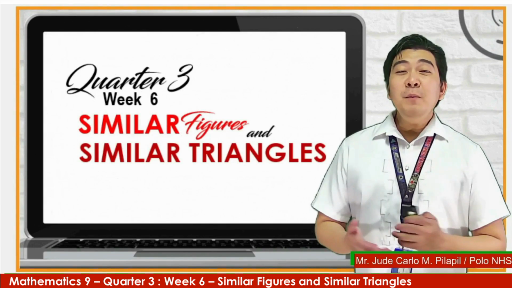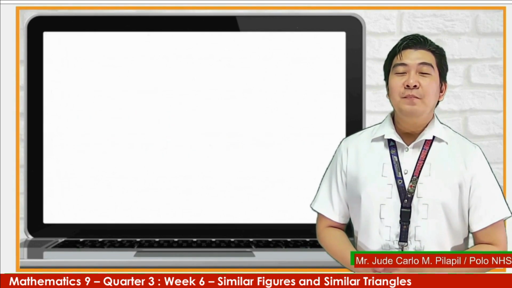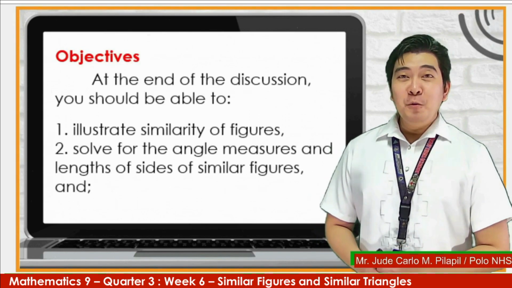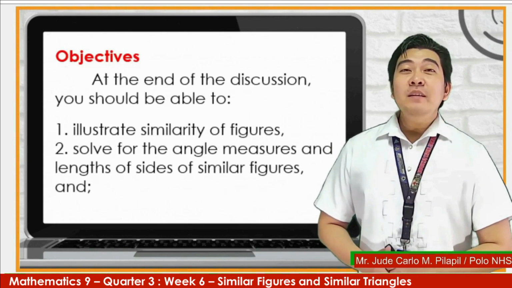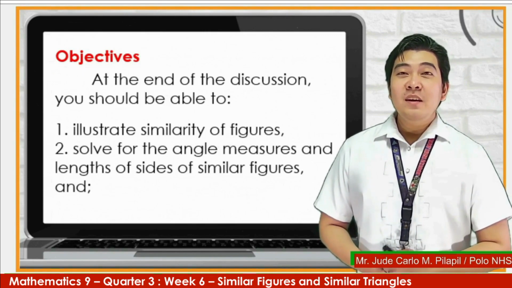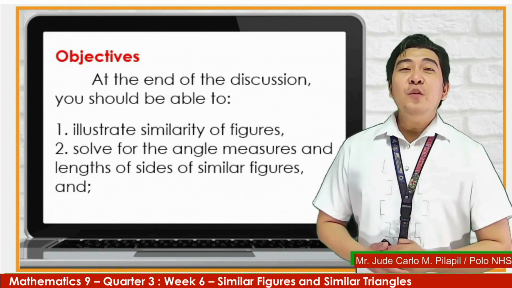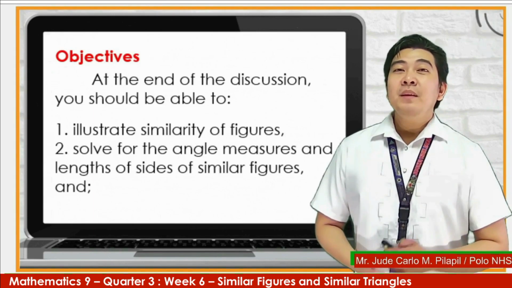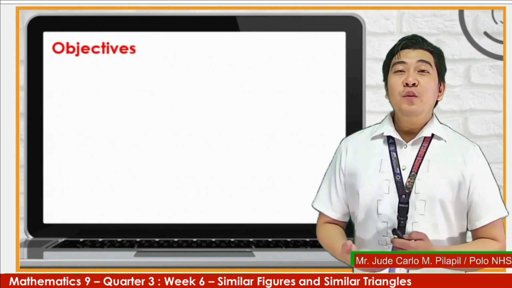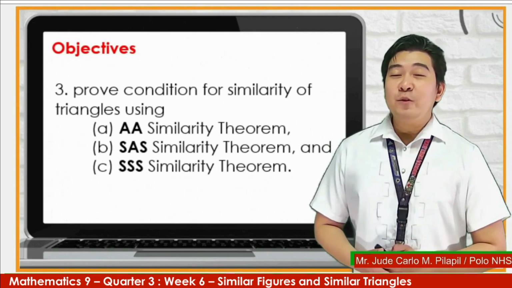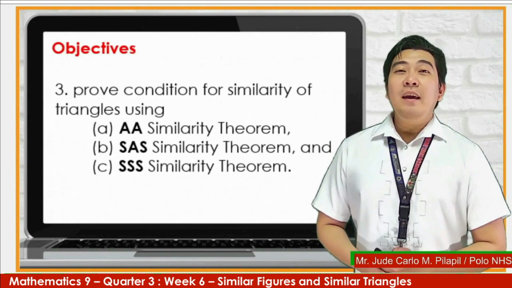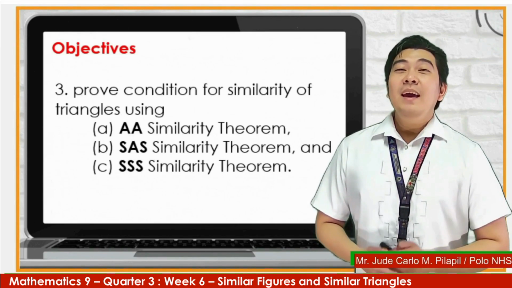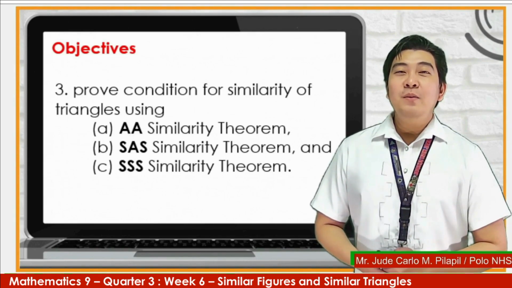We are now on Quarter 3, Week 6, wherein we will discuss similar figures and similar triangles. Let me present to you our objectives for today. At the end of the discussion, you should be able to, number 1, illustrate similarity of figures. The second one, solve for the angle measures and lengths of sides of similar figures. And lastly, prove conditions for similarity of triangles using AAA Similarity Theorem, SAS Similarity Theorem, and SSS Similarity Theorem.